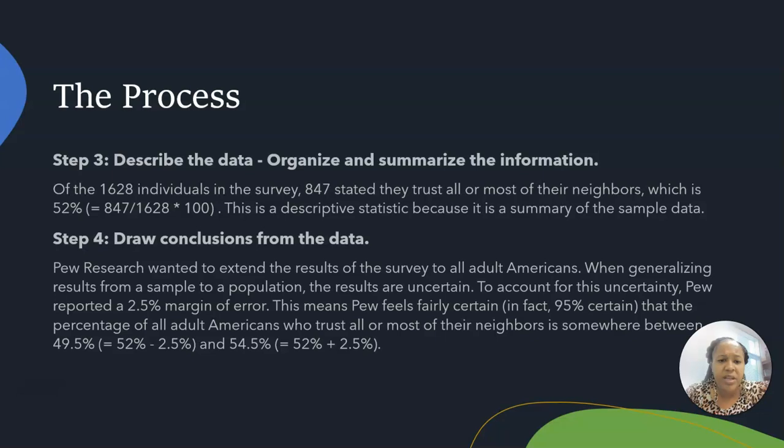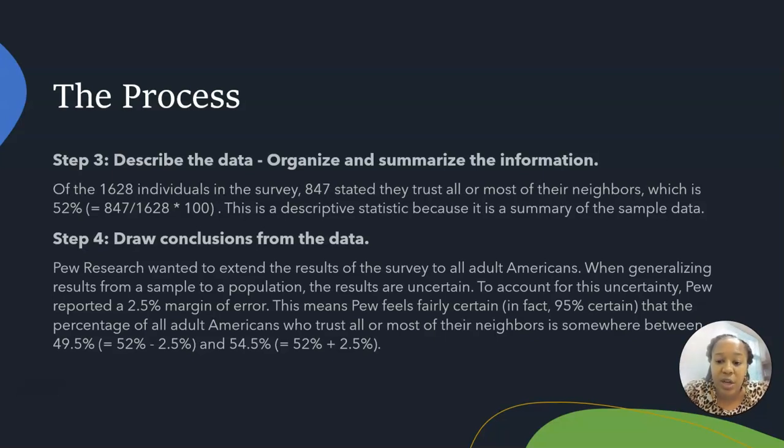Alrighty. So then they have to draw conclusions from the data. So Pew Research wanted to extend the results of the survey to all adult Americans, and we'll figure out how to do that later, but this is just telling you what happened. So when generalizing results from a sample to a population, the results aren't certain, okay? And that's in anything you do. You can't just automatically say because 52% of the sample trust their neighbor that 52% of the whole population trust their neighbor. But again, there are methods that will allow you to make these generalizations.